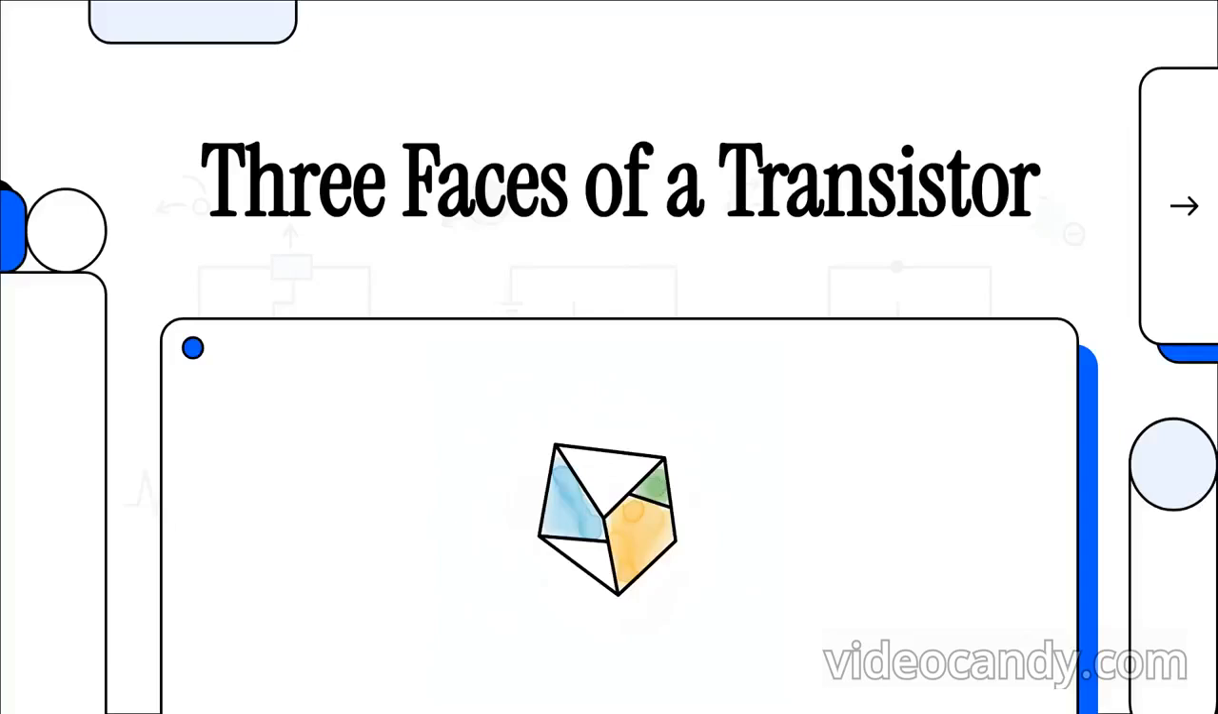The transistor. It's pretty much the building block of our entire digital world. But this tiny little device has a secret. It's not just one thing. It's actually got three distinct personalities. And how it behaves? Well, that all comes down to how you connect it. So let's dive in and really unpack the three faces of the transistor.